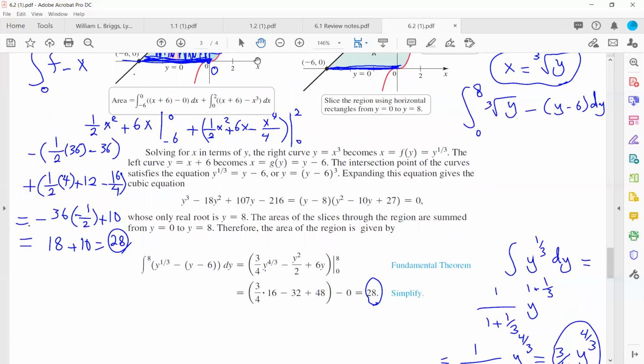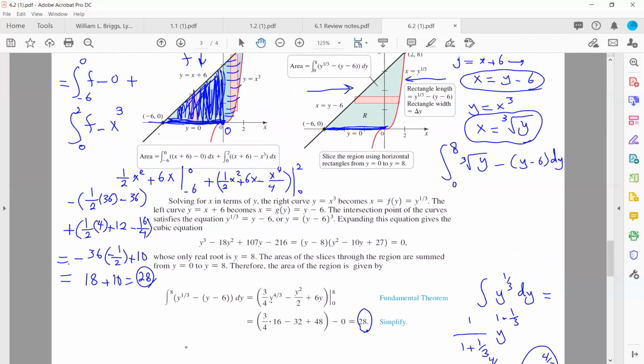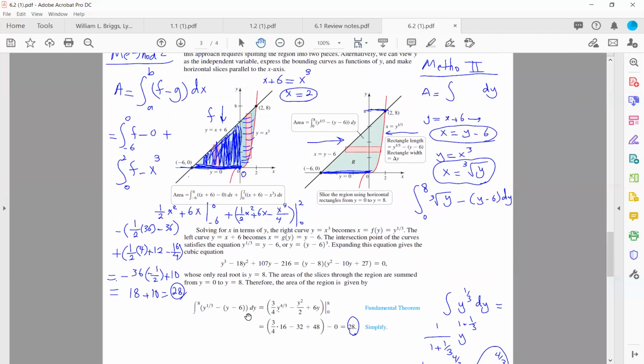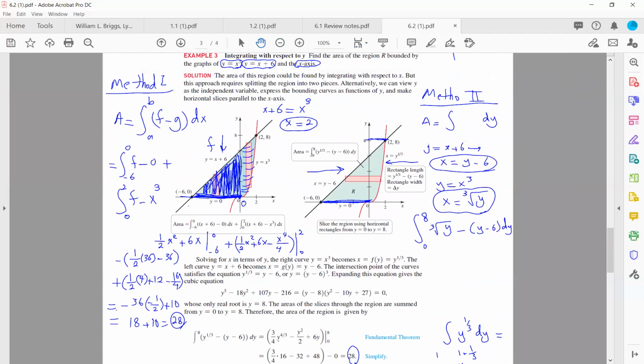So check these two methods. We used two methods and we got the exact same answer. Finding the area between these graphs with respect to x, and finding the area between these functions with respect to y. Both of them have the exact same answer, 28.